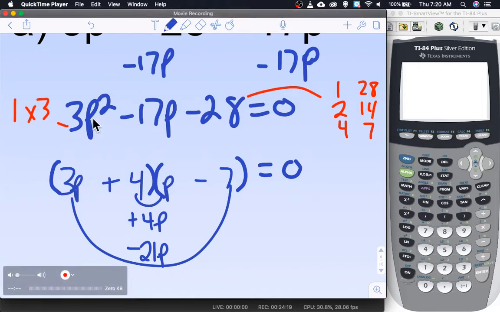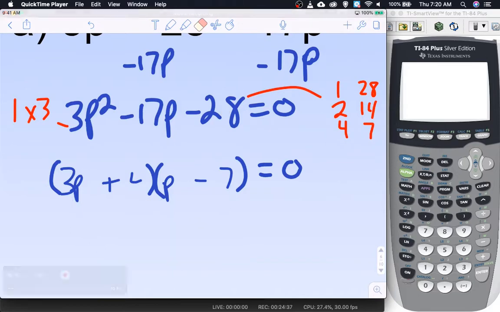There's my 3p squared. My middle terms, I'm double checking the multiplication first. Good. I'm double checking the addition to make sure it does equal negative 17p. I think we're good there. And then the last terms, 4 times negative 7 is negative 28. All right, so the factoring was good.